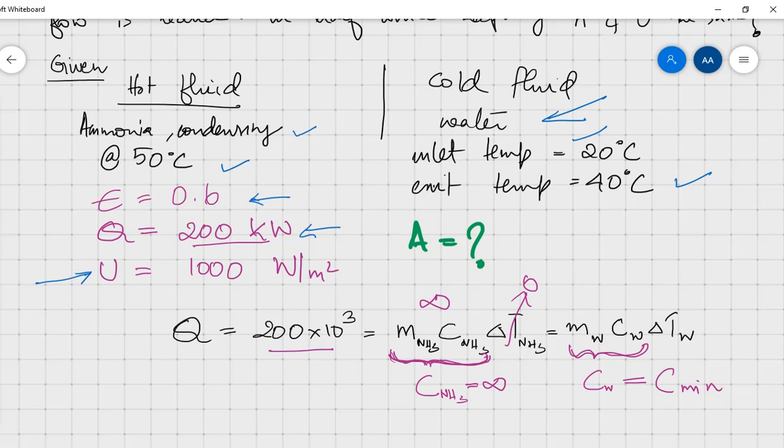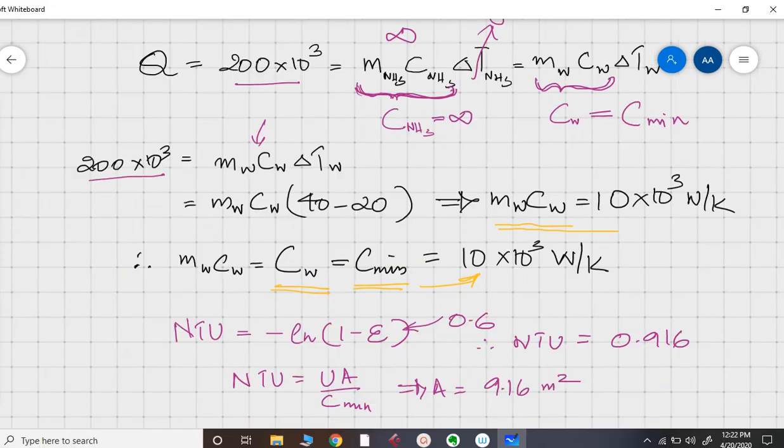So this is a case for any heat exchanger with a phase change process. The fluid that changes phase shall be the maximum fluid and the other fluid shall be the minimum fluid. So using this relation for heat transfer rate, you can calculate the heat capacity rate of water, which happens to be our C minimum, as displayed in this sheet.